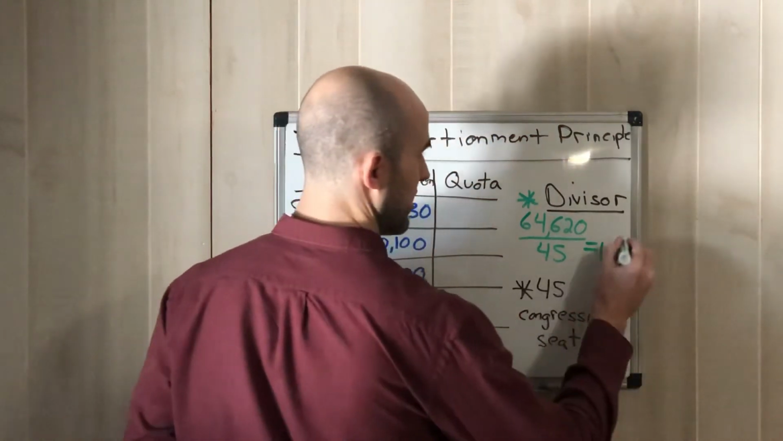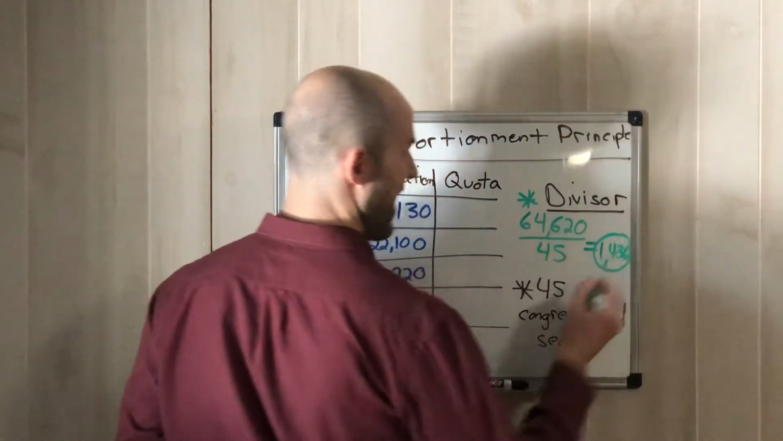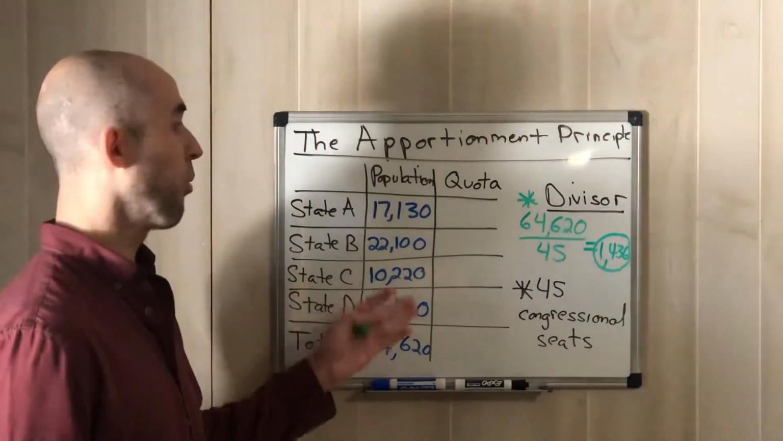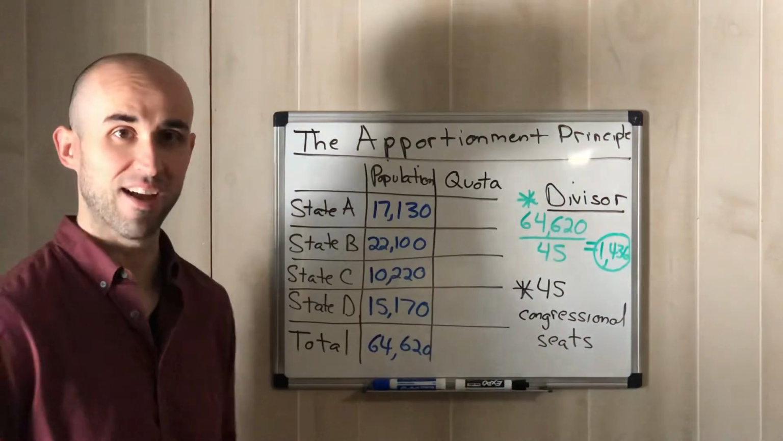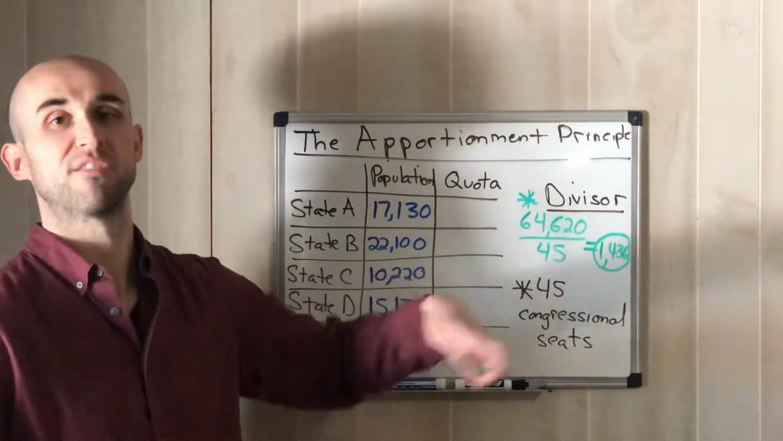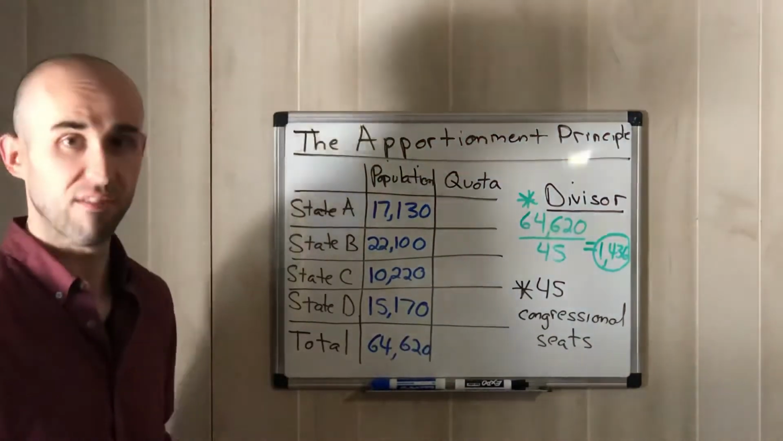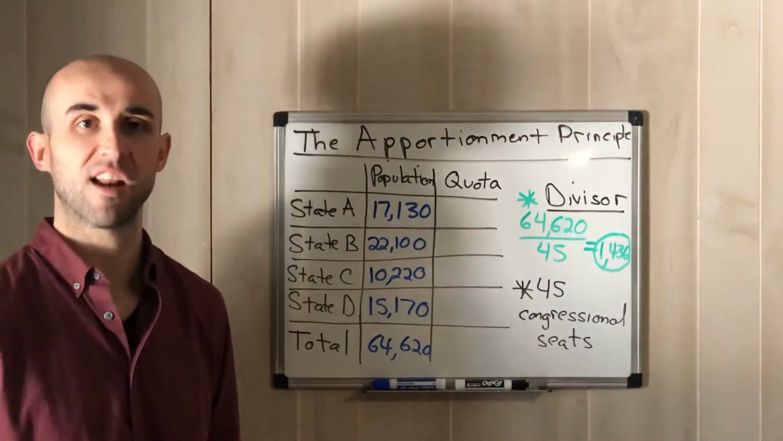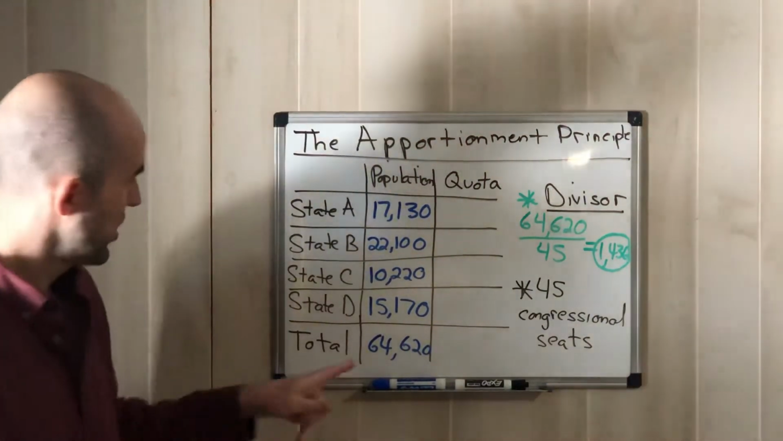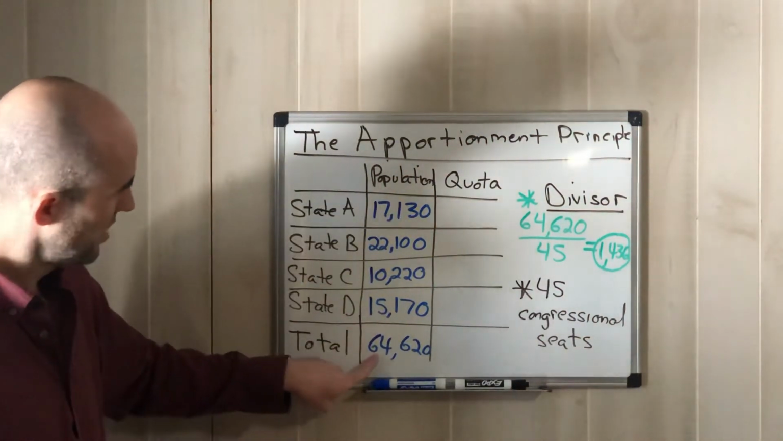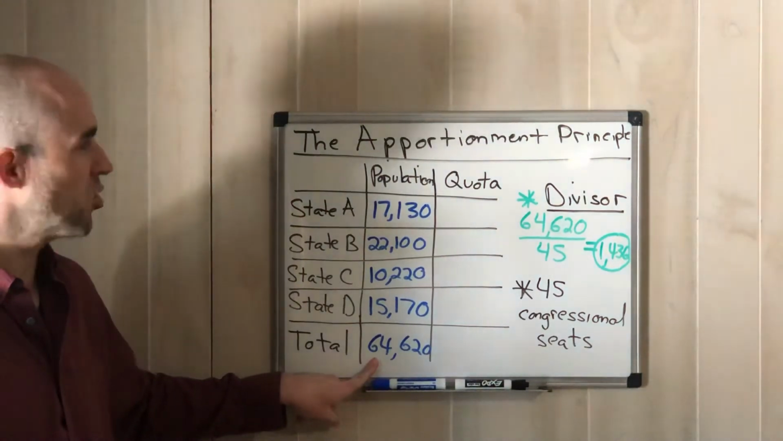And when we divide those two numbers, it's going to end up giving us 1,436, right? That number is extremely important because it's what's telling us what we're going to divide these populations by. That divisor is what helps us find everything. Before you can figure out how many representatives each state is going to get, you have to figure out how many people there are total. So we added up all these numbers and it gave us 64,620.